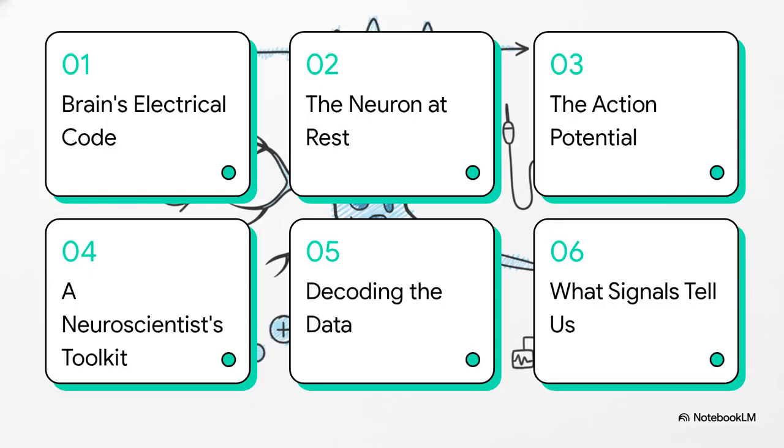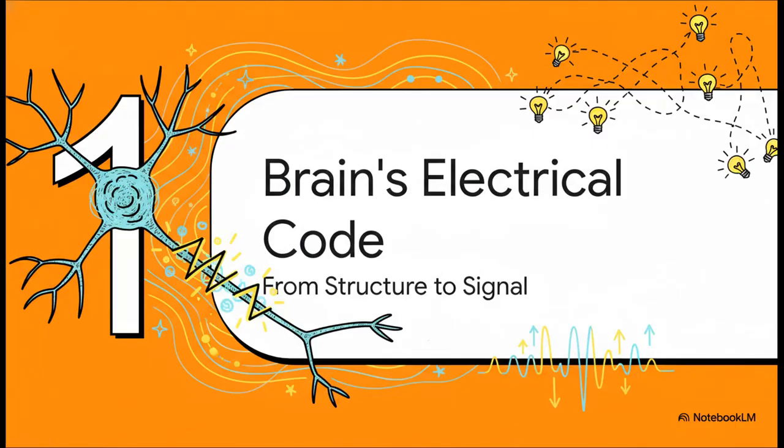So here's our game plan. First, we'll cover the basic physics behind the brain's electrical code. Then, we'll look at a neuron in its two main states, when it's quiet and when it's firing a signal. After that, we'll get into the fun stuff, the actual tools we use to record these signals. And finally, we'll talk about how we make sense of all that data and what it actually tells us about the brain.